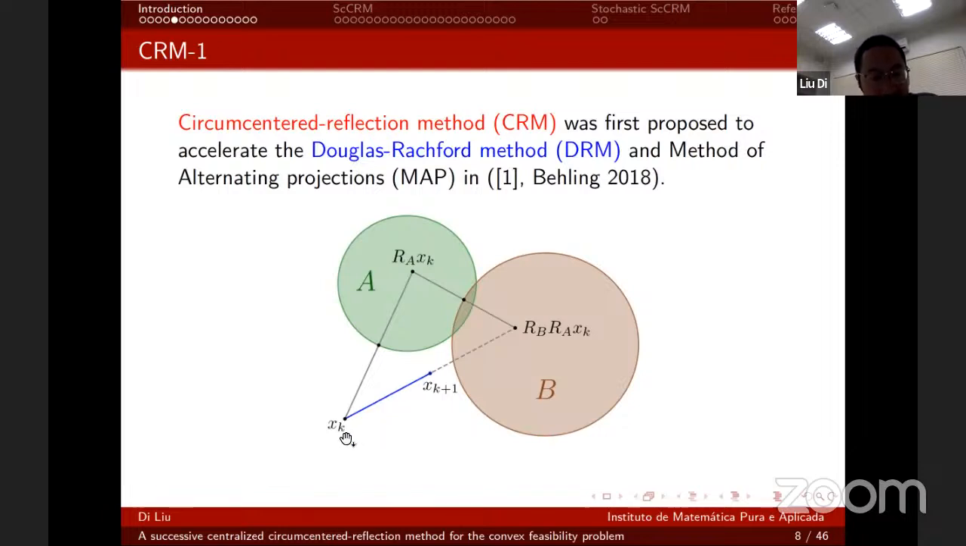But the CRM, the circumcenter reflection method, means we need to calculate the circumcenter of these three points. Obviously it is better because we use the information of all three points, and theoretically we can prove that the circumcenter reflection method converges and also has a better rate than Douglas-Rachford. So in this sense, it is a kind of acceleration for Douglas-Rachford.